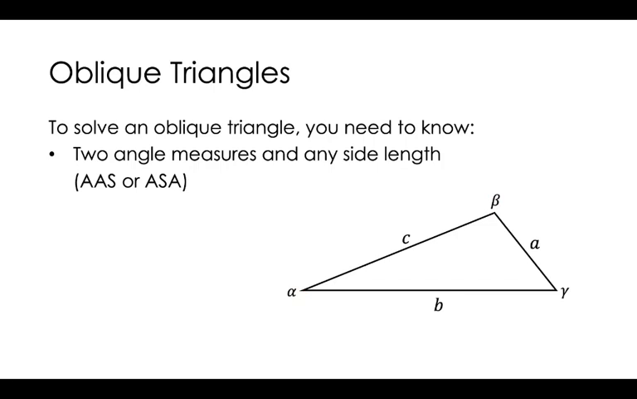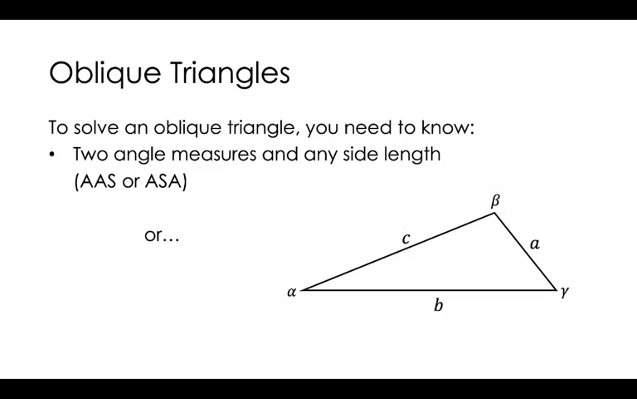Angle, angle, side would be where we know two angles and then a side that's not between them. Angle, side, angle would be where you know the side between them. Those two situations are pretty much the same. If you know those three things, two angle measures and any side length, then you can solve the triangle for the rest of the things you don't know.